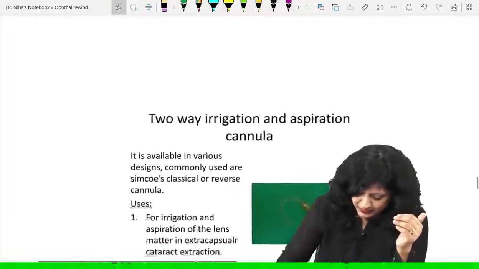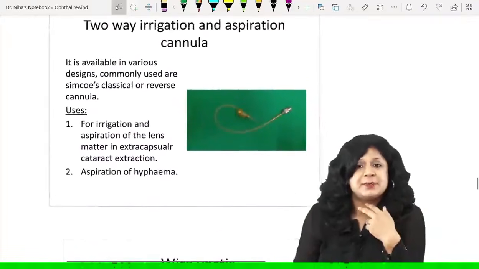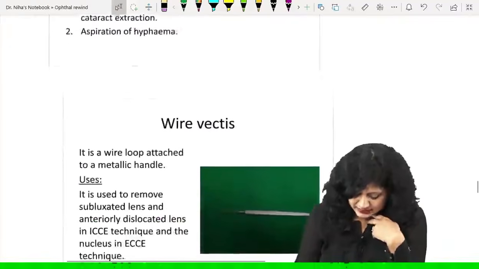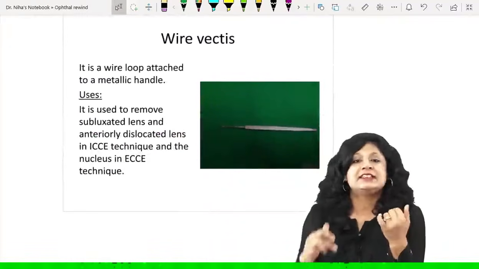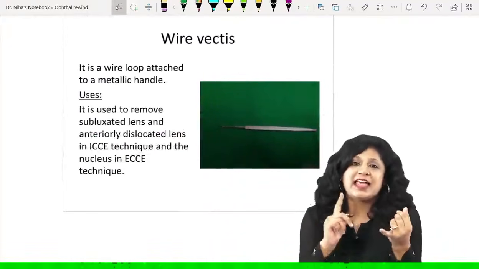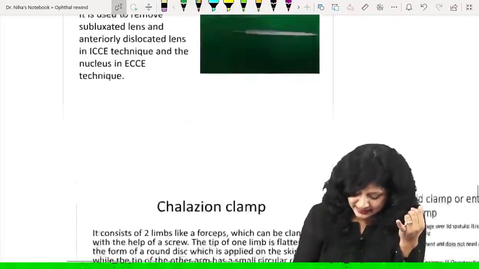Okay, two-way irrigation and aspiration cannula, we have seen this. Wire vectis, it's a wire loop attached to a metallic handle, that again you have seen.